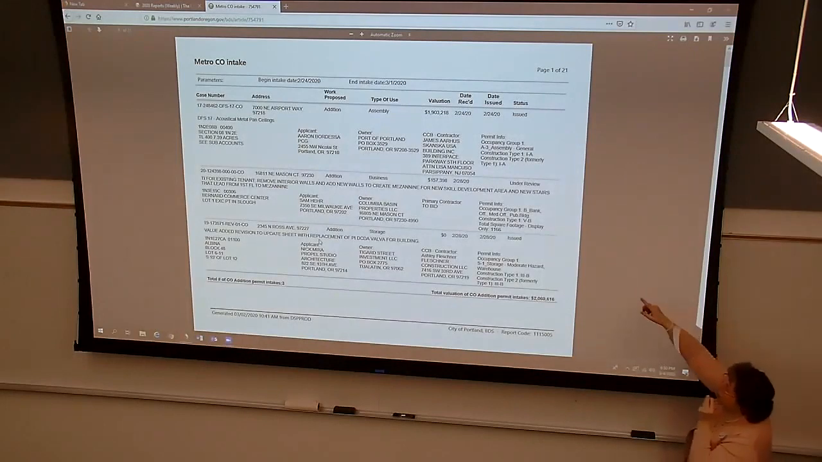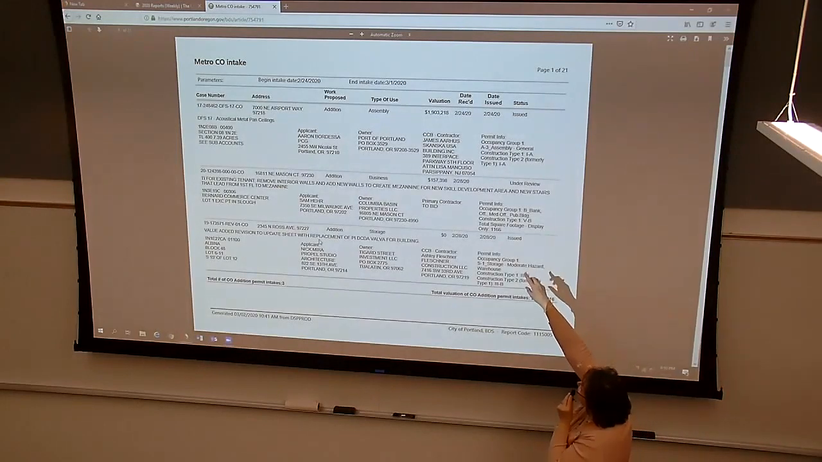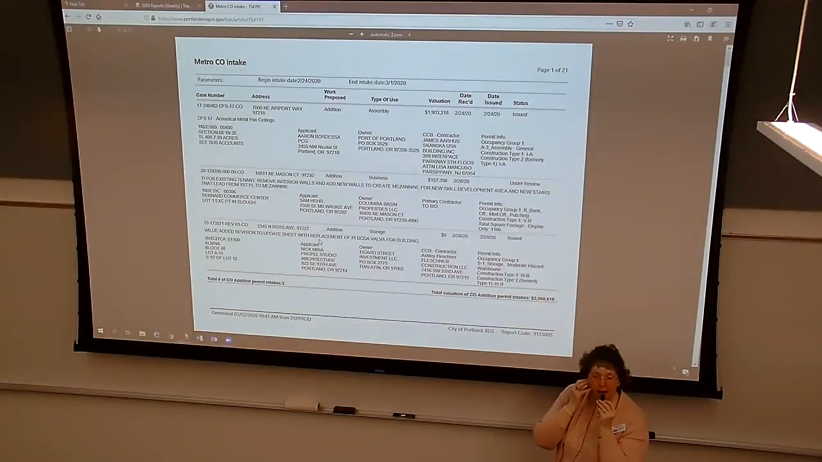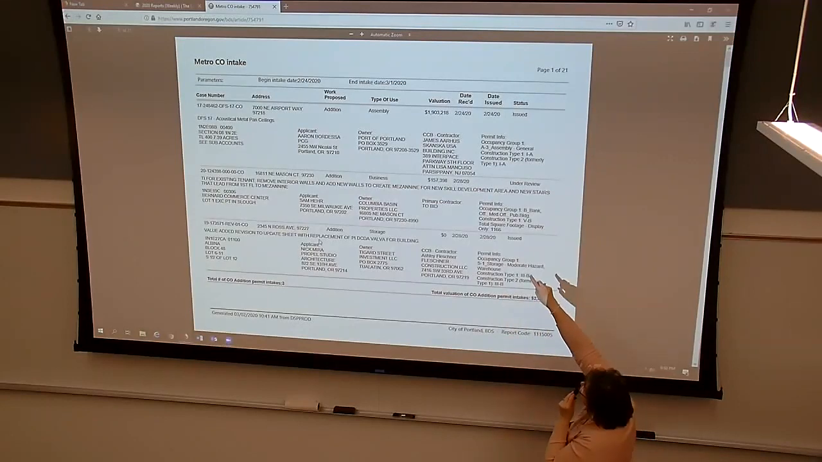I have who the general is. I have their contact information. Look at how big the job is: 1,903,000 for acoustical ceiling tiles. I bet they work with several contractors. It also tells you it's Skanska.